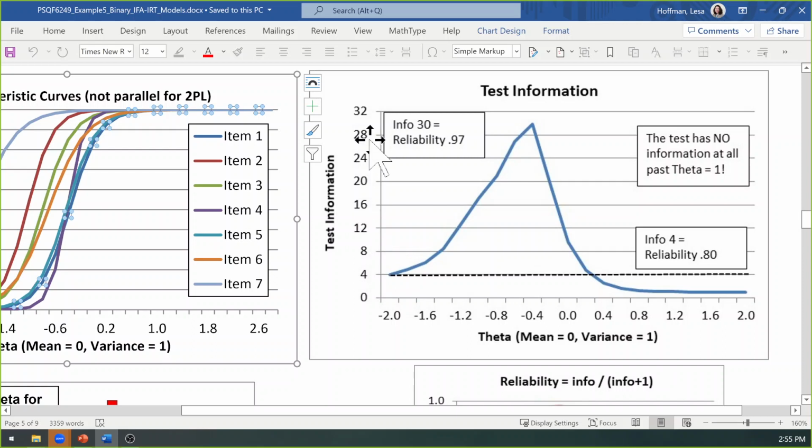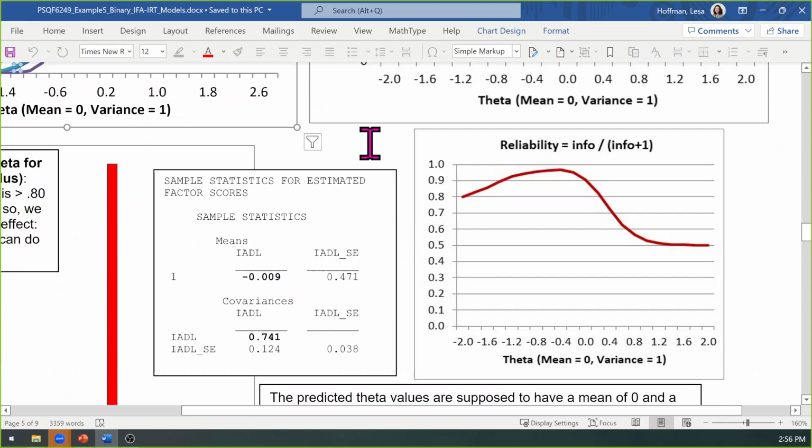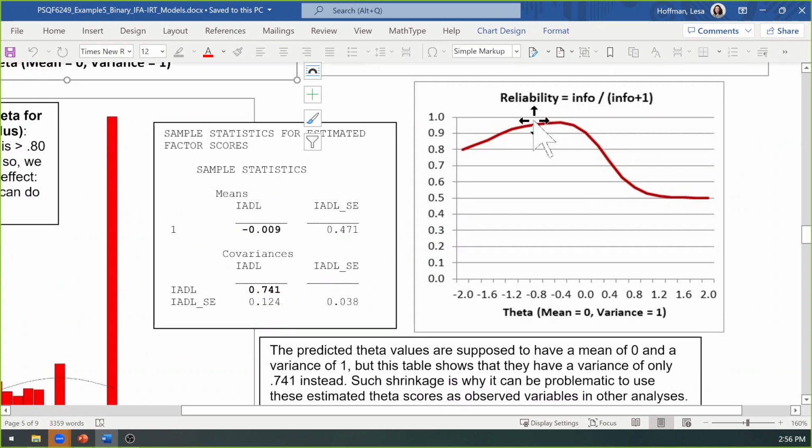So you can convert this y-axis of information into a reliability metric that ranges from 0 to 1 as information divided by information plus 1. And so that is the bottom picture here that I made. M+ in computing information adds a constant of 1 to every value. It says it's an acknowledgement of the prior that's on theta, that it's supposed to be from a normal distribution, which seems a bit sketchy, but that's why it asymptotes at reliability of 0.5, because the lowest that information can be is 1.